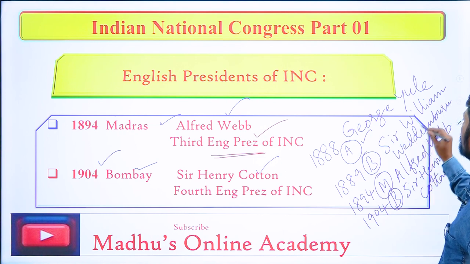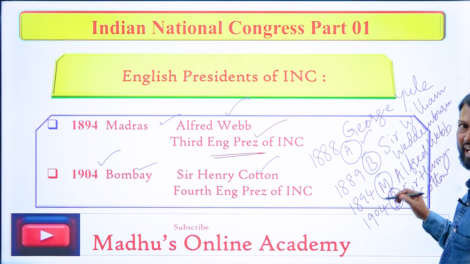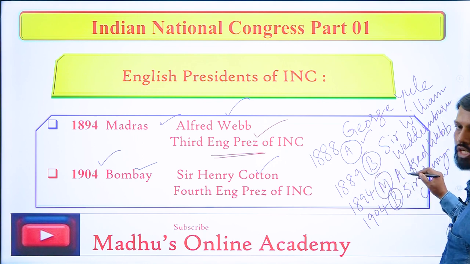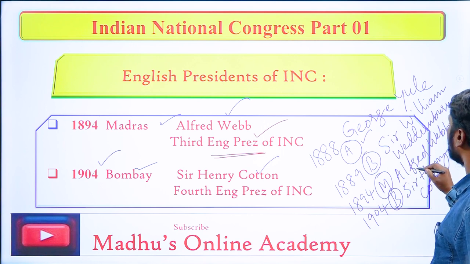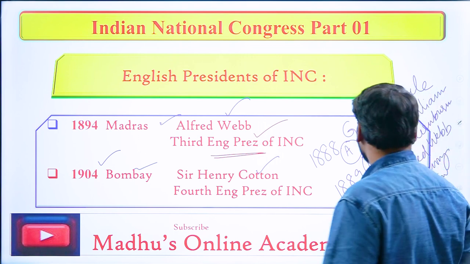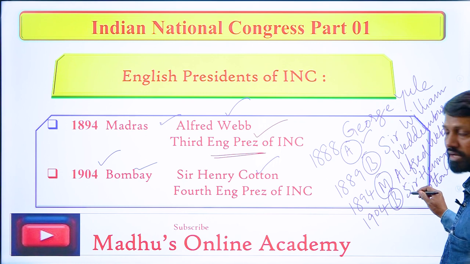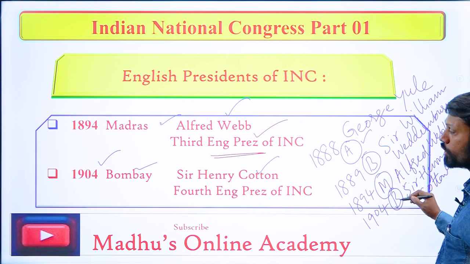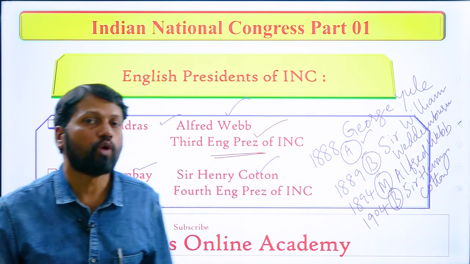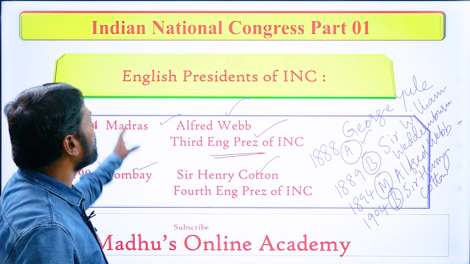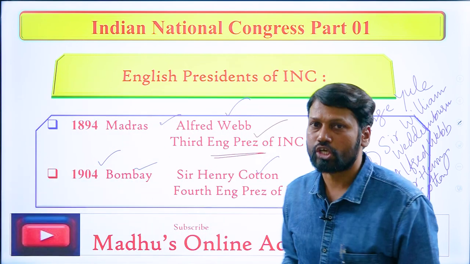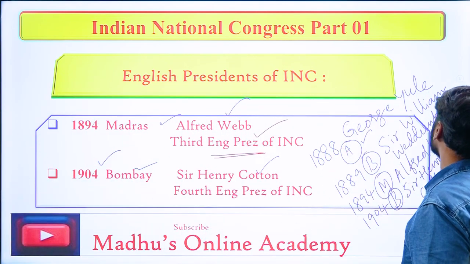And also, Sir William Wedderburn was the second English president, of the Bombay session held in the year 1889. And the third English president of INC session was Alfred Webb. This session was held at Madras in the year 1894. And also, the fourth English president of INC was Sir Henry Cotton. This session was held at Bombay in the year 1904. These were the four English presidents who served as presidents for our Indian National Congress sessions in different years and different places.